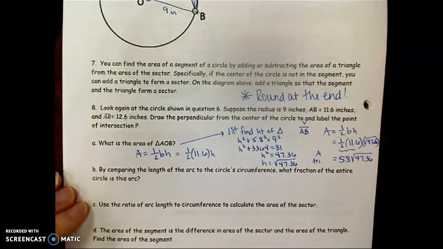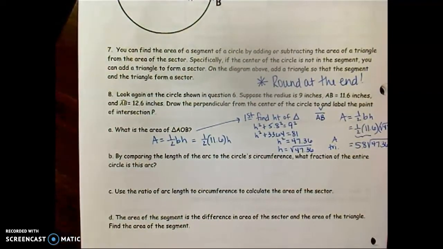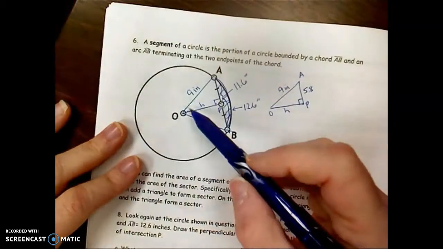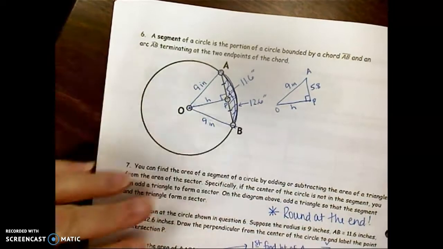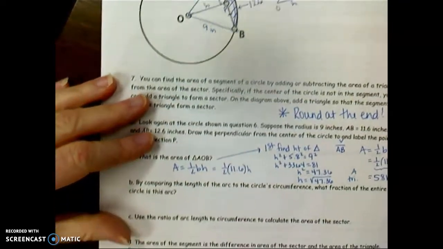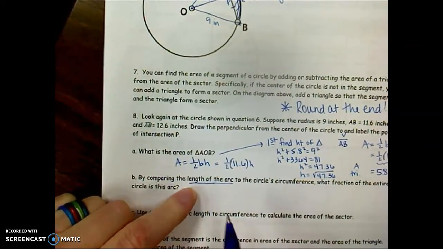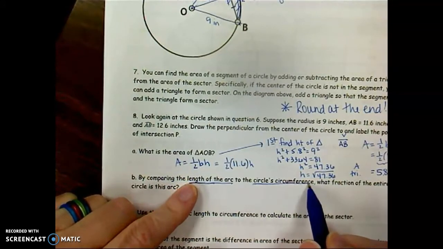All right, so now we're going to, in step B, find what fractional part of the entire circle we're dealing with. And so remember, when we talk about finding the area of a sector, we know it's a portion of the whole circle, and we're trying to figure out what portion that is. Well, since we're given the length of the arc, we know our fractional part is just the length of that arc compared to the circle's complete circumference.